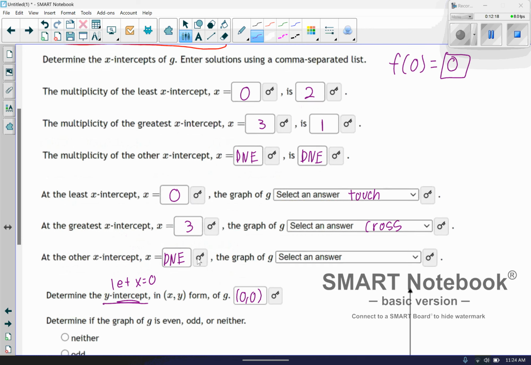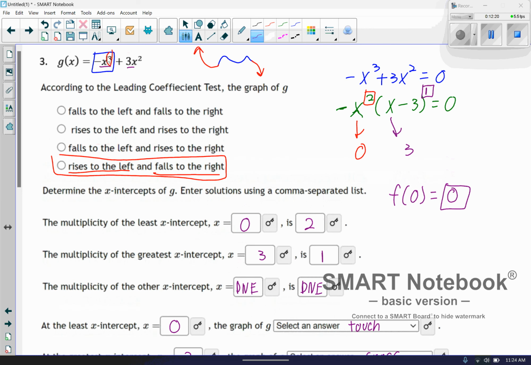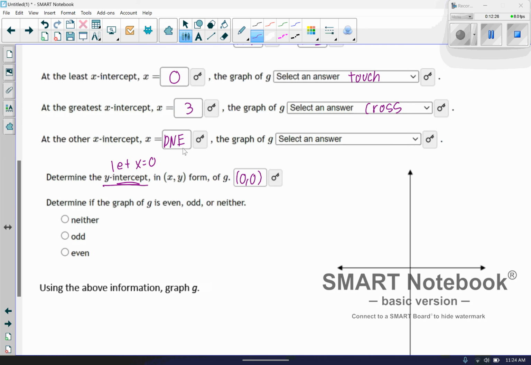Then even or odd: you notice I have an odd power and an even power, so it can't be either of those two. So there's not going to be any symmetry with the y-axis. Odd functions have a symmetry of a rotation of 180 degrees. Anyways, I wouldn't worry too much about that. Like I said, most of these are going to fall under the neither category.